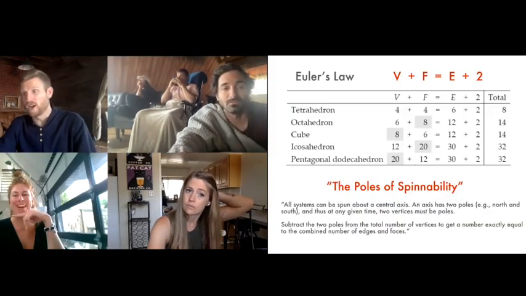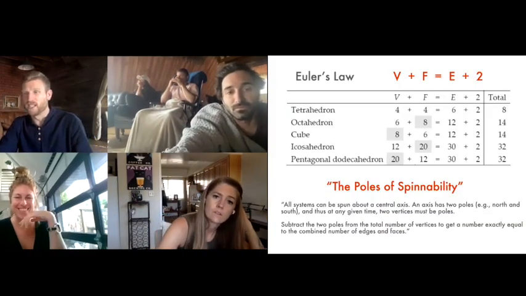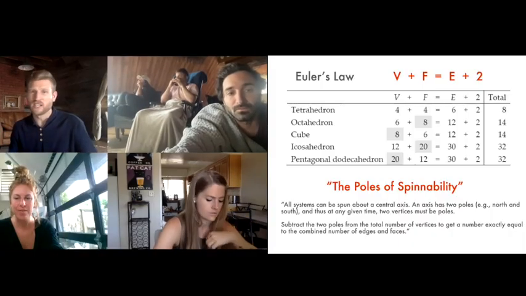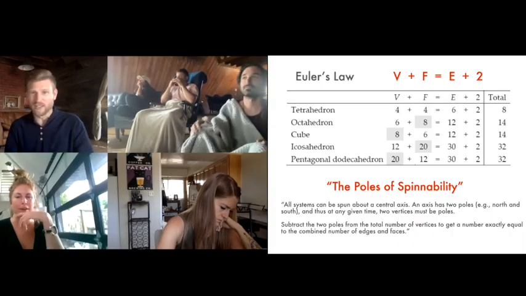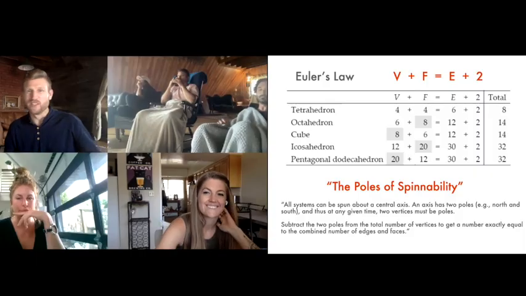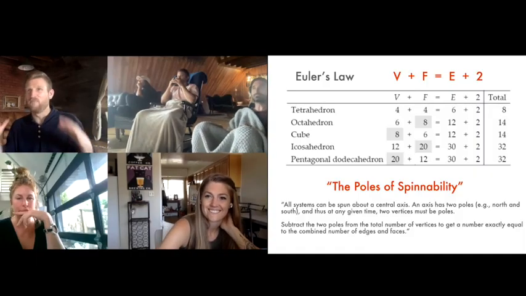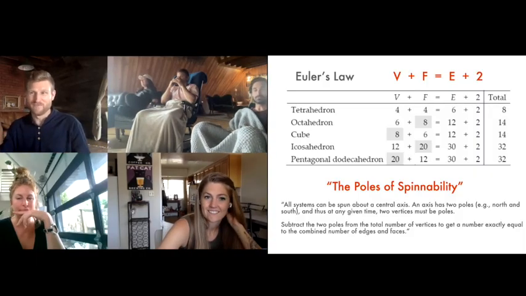So this is Euler's law. Getting a little technical here. Just to be clear, I'm not a big math guy. I was an English major. This is as basic as we can possibly make it.